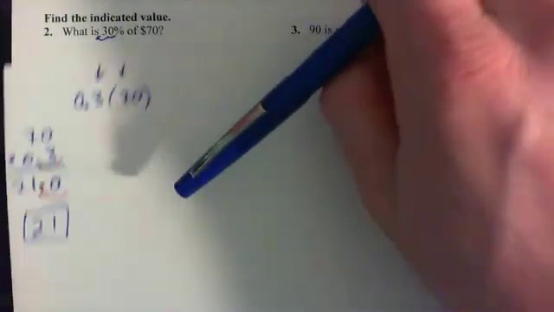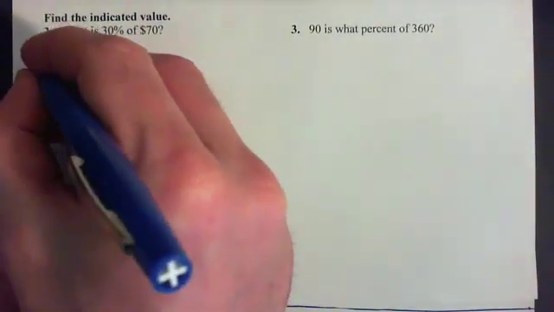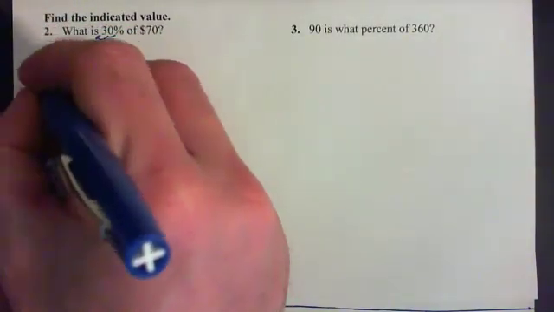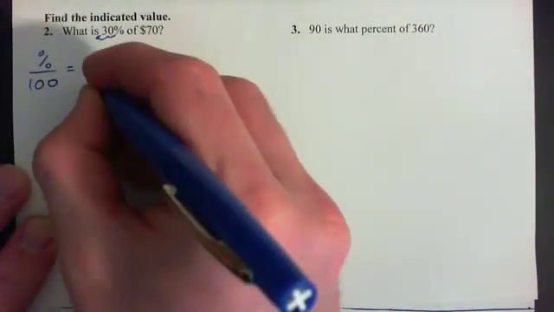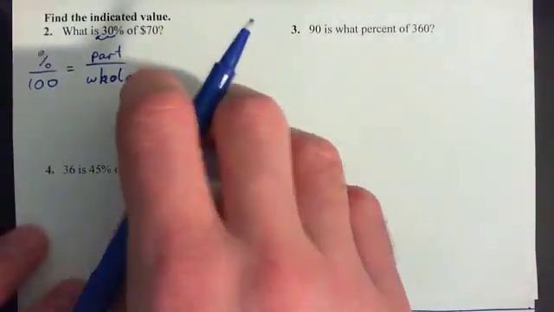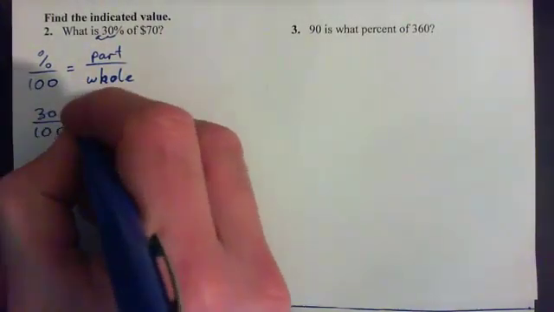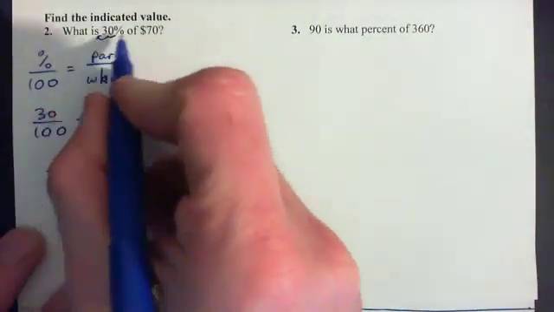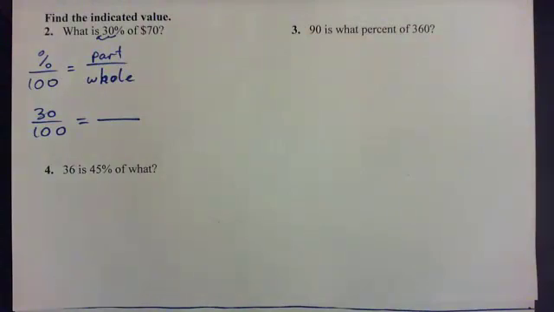The other way of doing it is to use a kind of formula where we say the percent amount over 100 equals the part over the whole, right? Okay. The percent amount is 30. So 30% over 100 equals the part over the whole. Now we've got to figure out what's the part and what's the whole, right? What is 30% of 70? We're actually trying to find the part and we're given the whole.